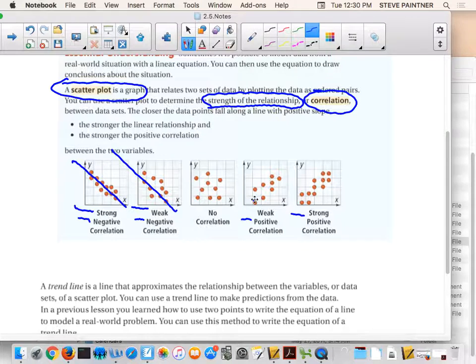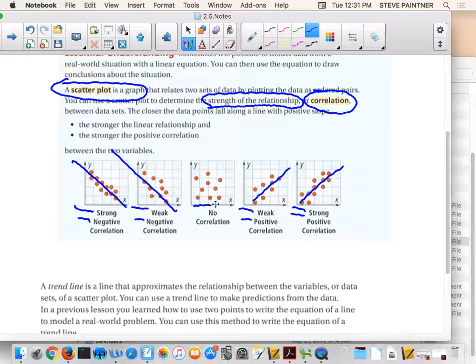Yeah, both of them go up, up. Okay, and this one is strong because the points, again, are tighter around the line. Here it's weak because they're loosey-goosey. They're all around the line, but they're just not quite touching the line. Okay? Now, look at the middle one.